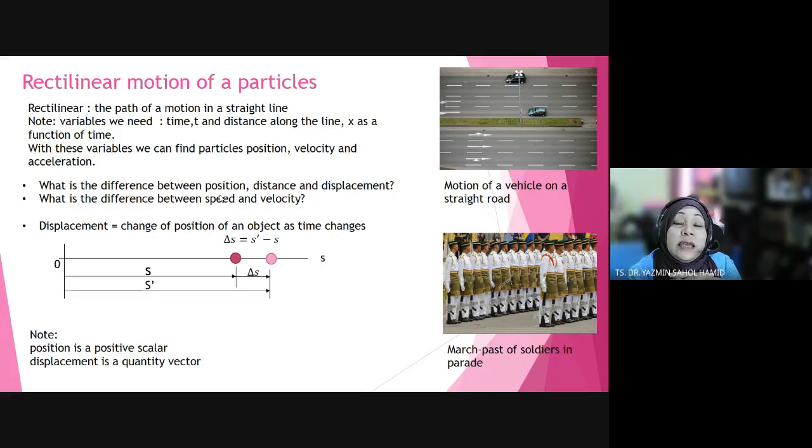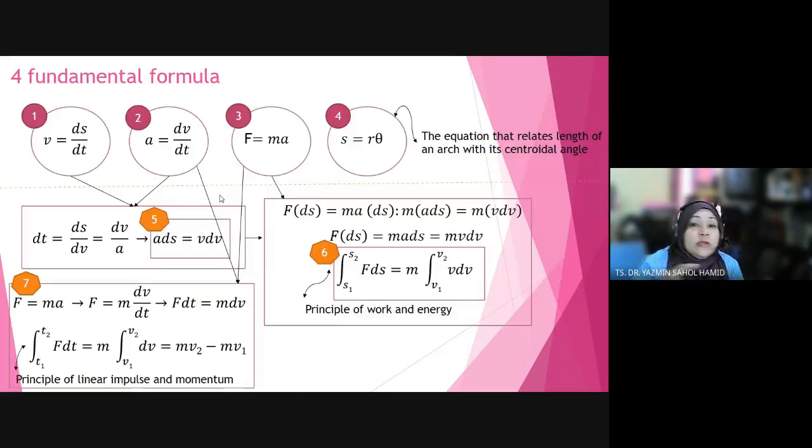So this case that we are going to discuss is based on rectilinear motion of a particle that is moving on a straight line. For this, we will basically use the basic three formulas here: V equals to ds over dt, A equals to dv over dt, and ads equals to v dv.